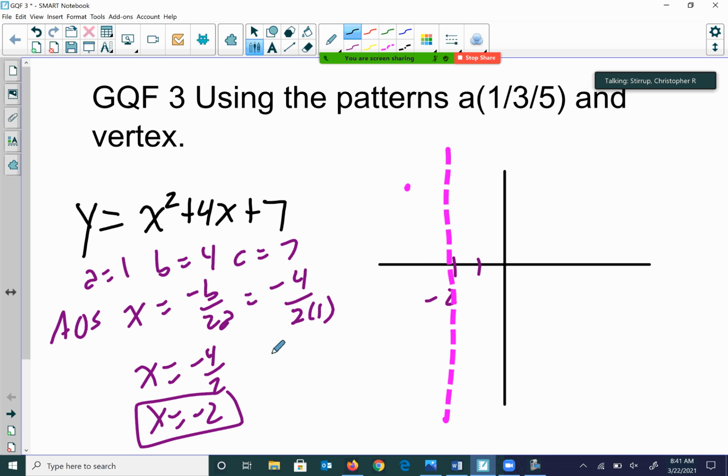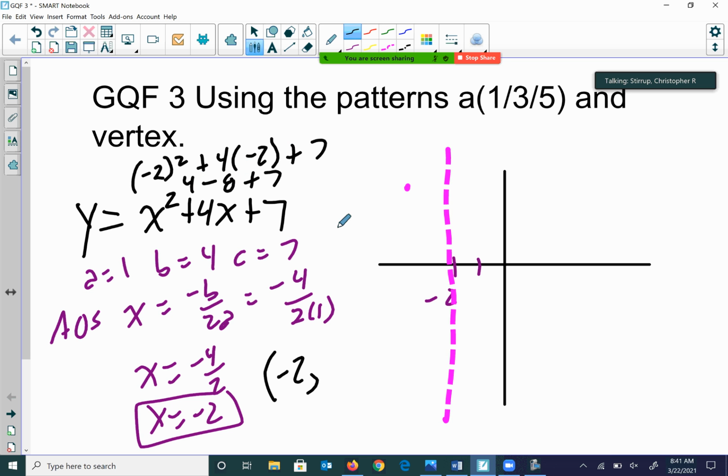And then I'm going to take my negative 2, and I'm going to plug it into each. So I get negative 2 quantity squared plus 4 times negative 2 plus 7. Negative 2 squared is 4. 4 minus negative 2 is negative 8 plus 7. 4 minus 8 is negative 4. Negative 4 plus 7 is 3. So I get negative 2 comma 3, which is up here.